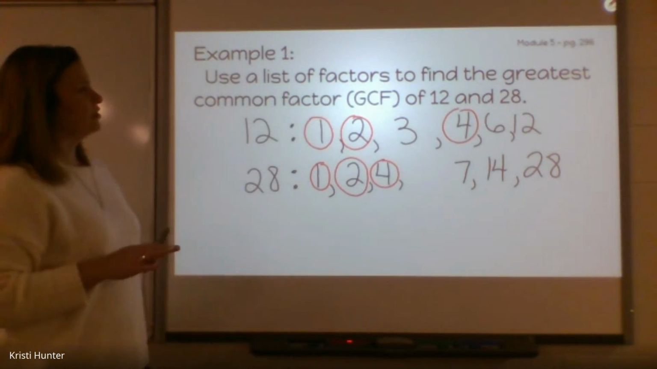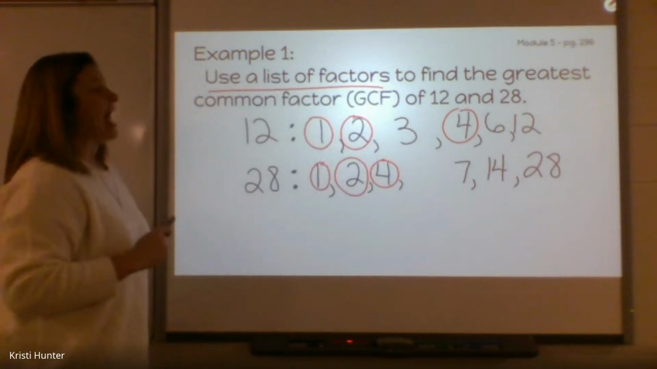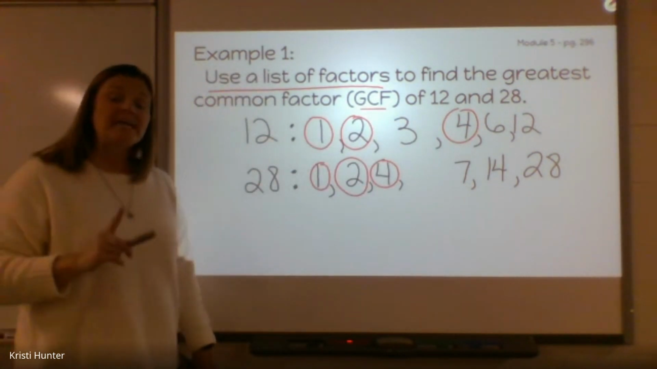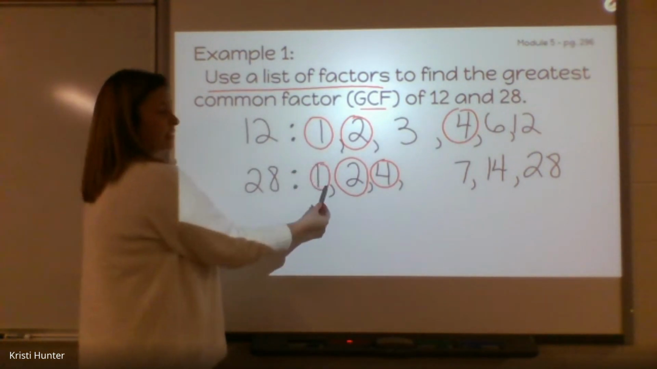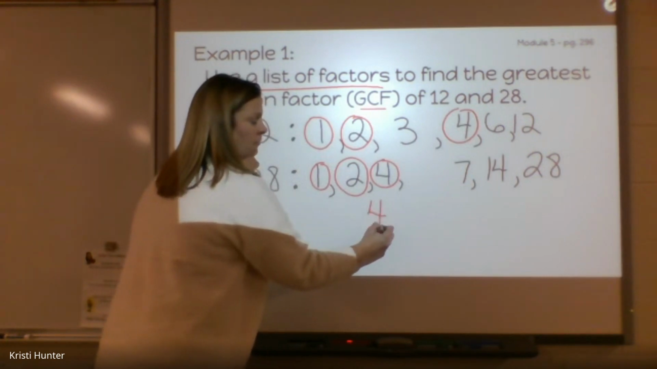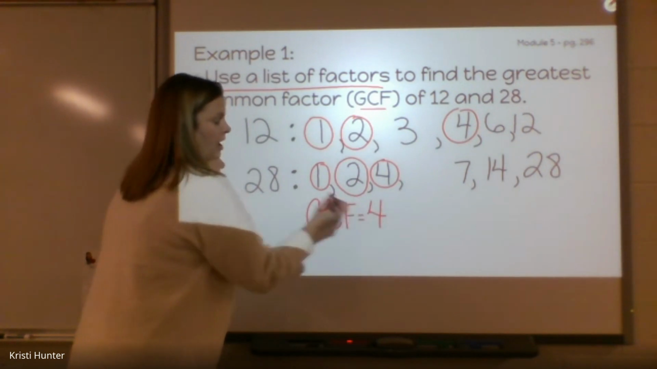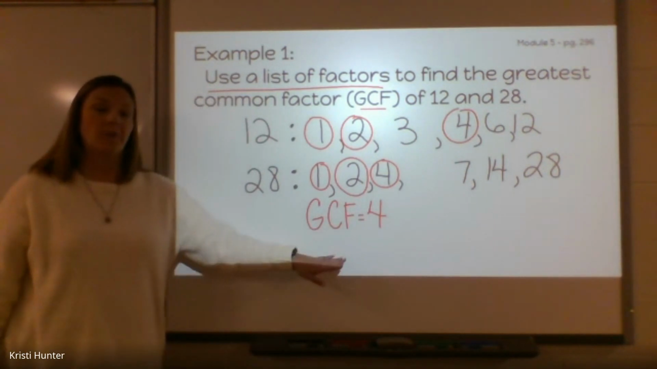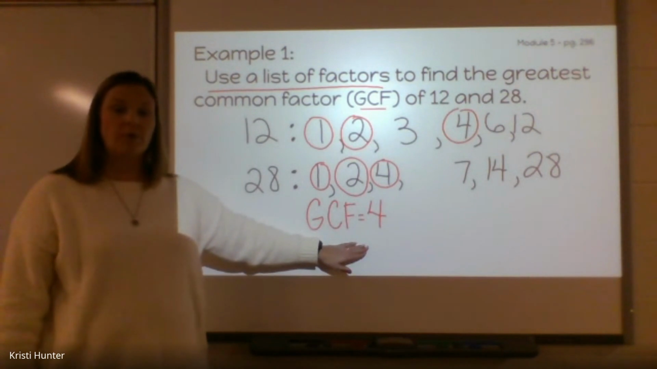So now let's go back and look at the question. We have a list of factors, and we need to find the greatest common factor. So the biggest number that both of them have. If I look, the biggest number that both of them share is the number 4. So my greatest common factor of 12 and 28 is going to be 4. My GCF will be 4 on this.